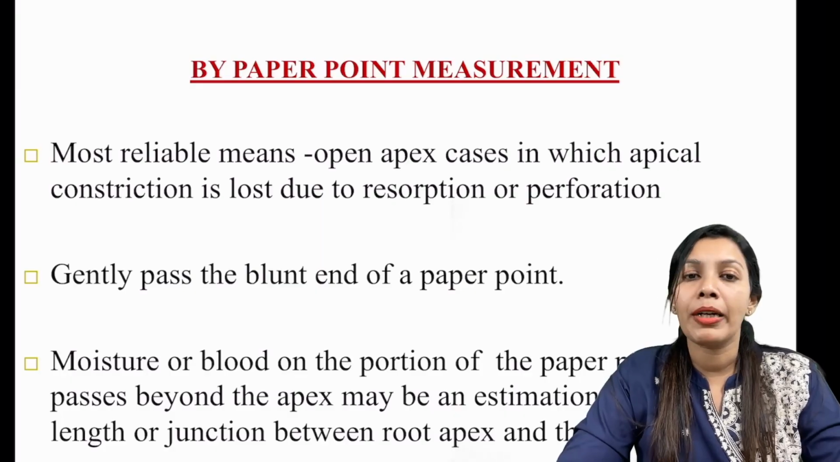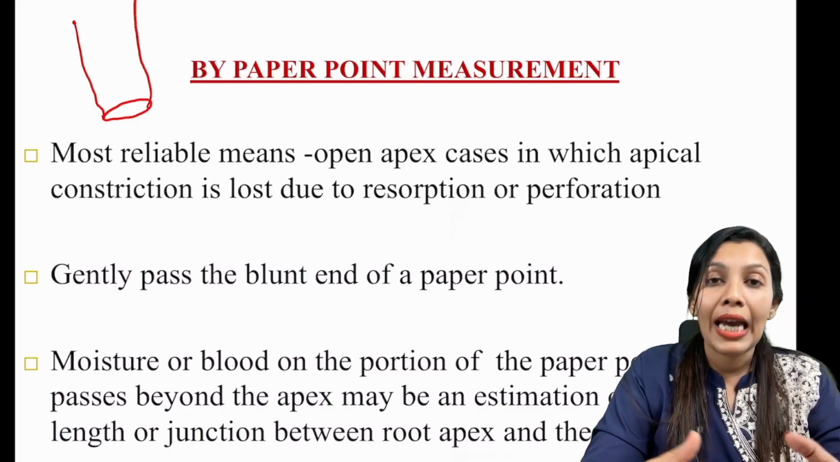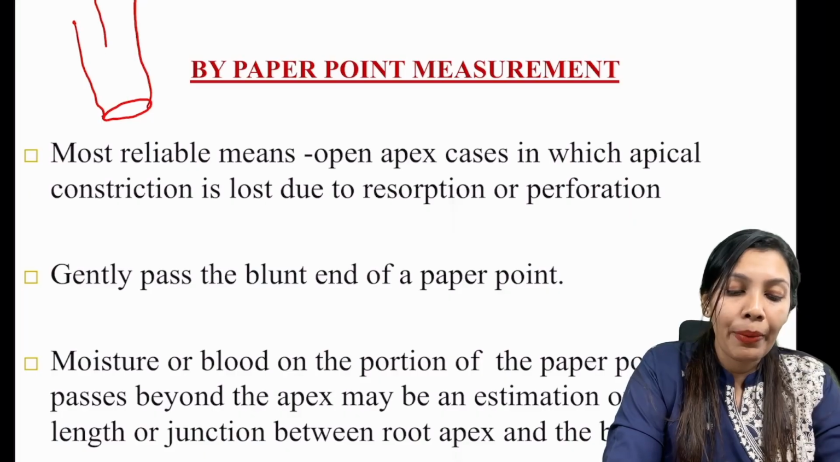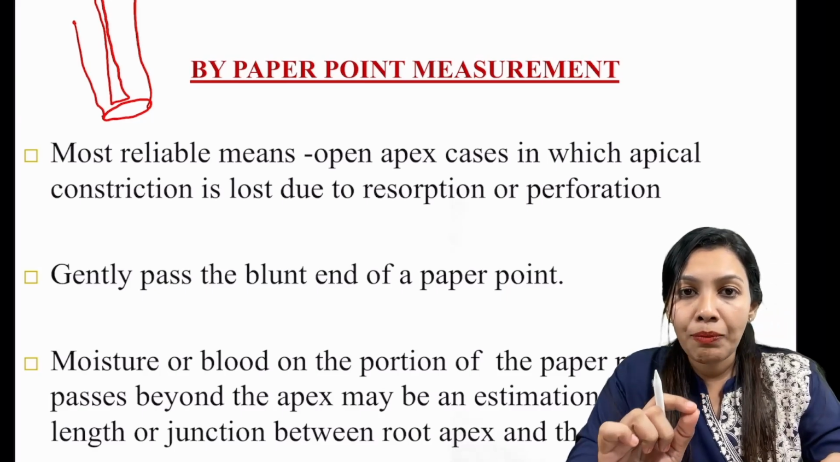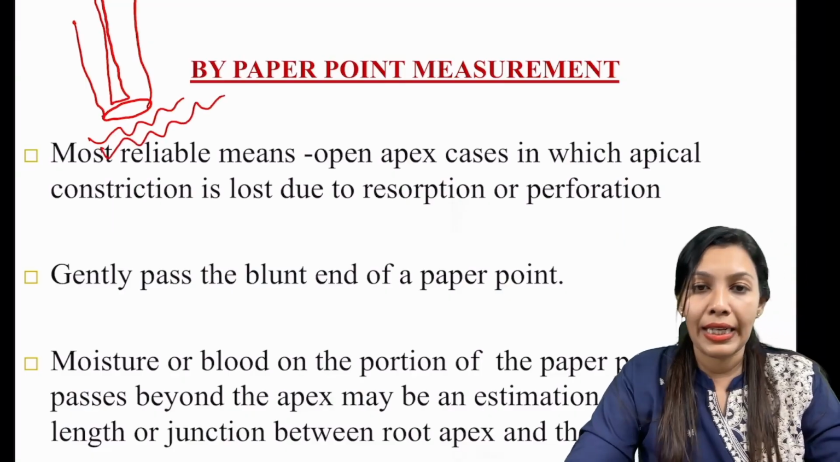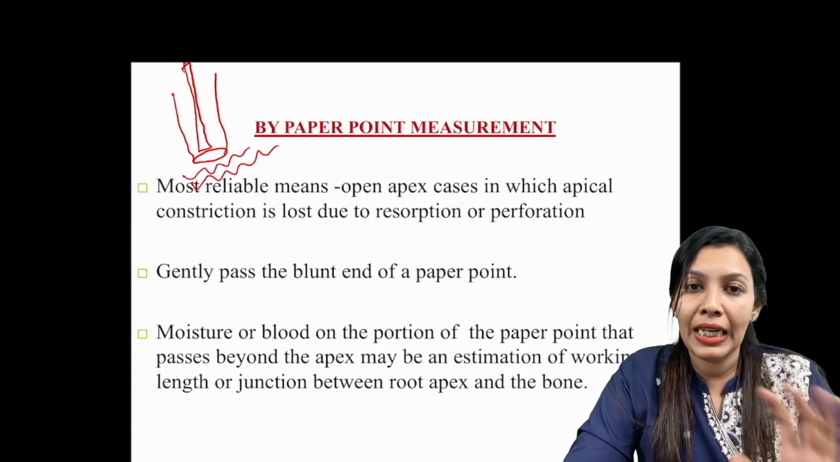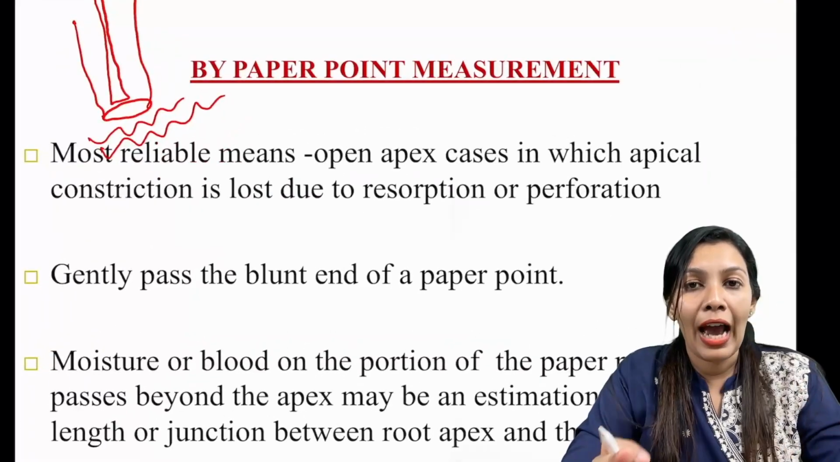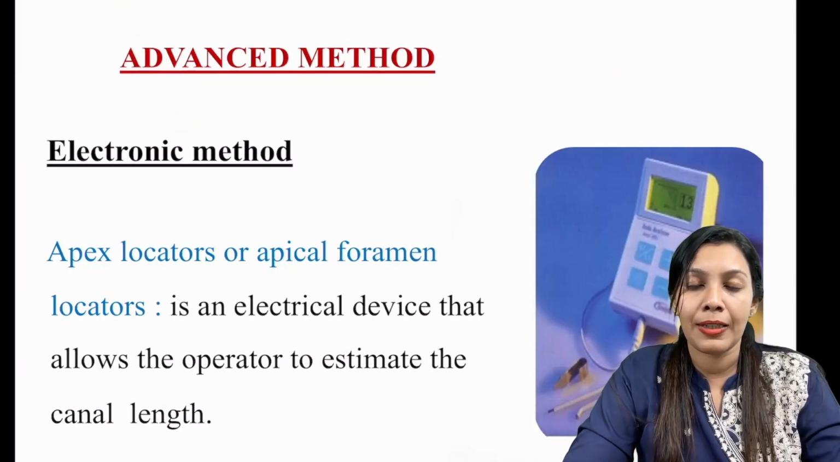Next is the paper point method. This is one of the easiest and most reliable methods in an open apex. When there is an open apex case where there is no constriction, we apply a paper point into the root canal, and when it comes in contact with the bloody or moisture-prone area, we can see the blood get absorbed into the paper. Till that point, we have to do the cleaning and shaping, and the working length has to be determined.